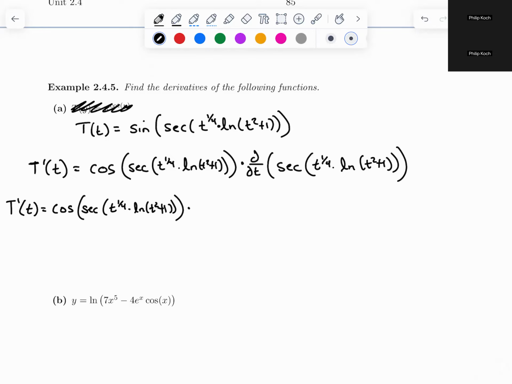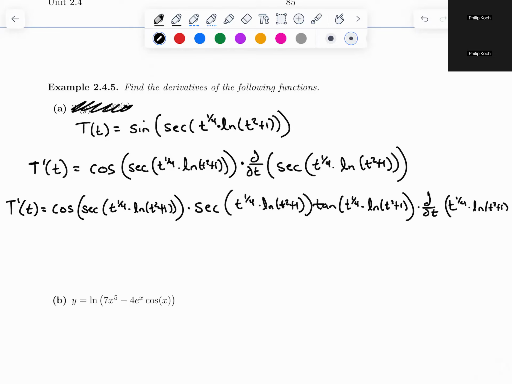So it will be secant of t to the 1/4 times natural log of t squared plus 1 times tangent of t to the 1/4 times natural log of t squared plus 1, then times d/dt of t to the 1/4 times natural log of t squared plus 1. Whew. Yes. So if you would have just put secant of t times tangent of t, that would have been wrong. That would have been incorrect.